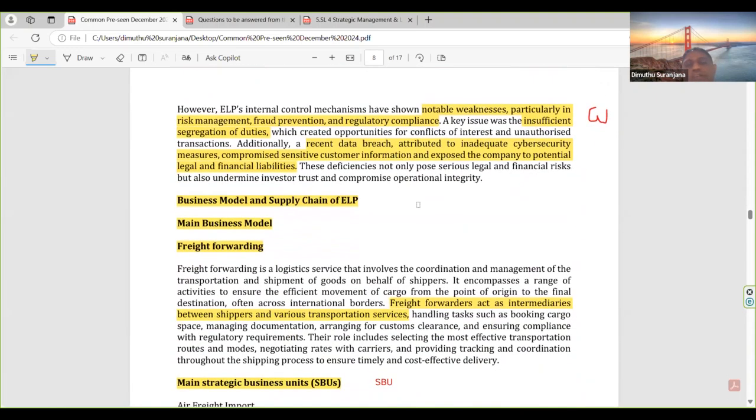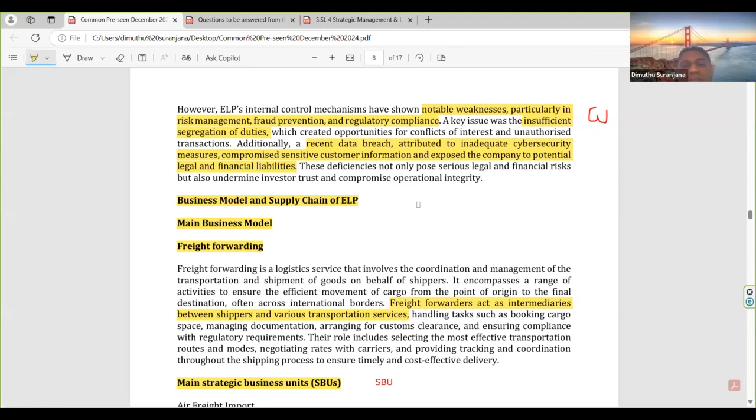However, ELP's internal control mechanism have shown notable weaknesses, particularly in risk management, fraud prevention, and regulatory compliance. A key issue was the insufficient separation of duties, which created opportunities for conflicts of interest and unauthorized transactions. Additionally, a recent data breach attributed to inadequate cybersecurity measures compromised sensitive customer information, exposed the company to potential legal and financial liabilities. Again, control weakness are relevant monitoring subject.